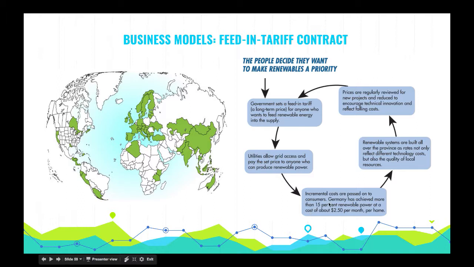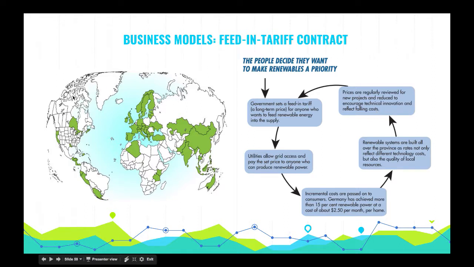Germany has achieved more than 15% renewable power at a cost of about $2.50 per month per home. So really the taxpayer paid for this. Renewable systems are built all over the province as rates not only reflect differences in technology costs, but also the quality of local resources. The prices are regularly reviewed for new projects and reduced to encourage technical innovation and reflect falling cost.